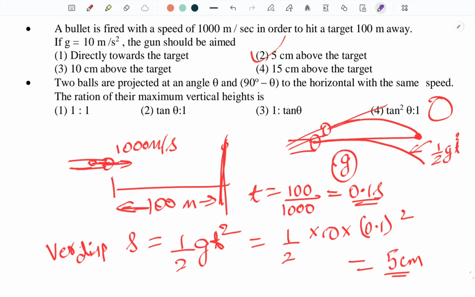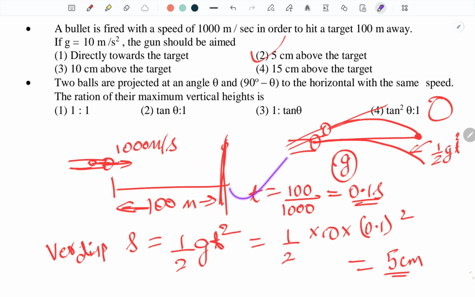Okay, what did we do? Two basic things. One thing is the bullet does not go straight, it goes downwards along a curved path. So if it goes downwards, we need to know how much we need to raise the gun so that it takes the path and hits the target. Obviously in this question, aiming directly at the target is not possible. Either 10, 15 or 5 centimeter above the target should be the answer. We had to find which one.